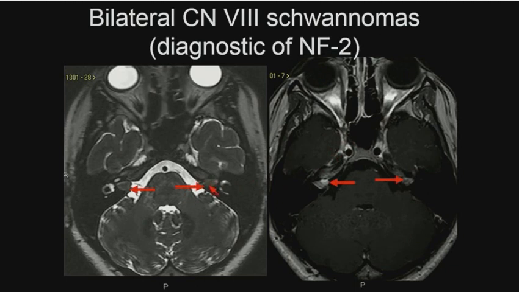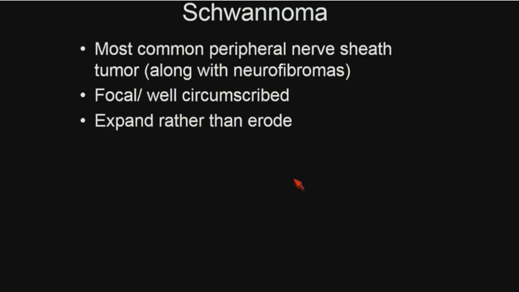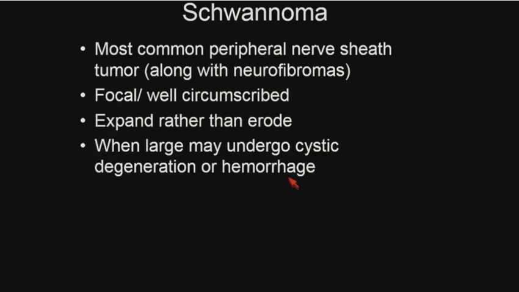within the fluid of the internal auditory canal, enhancing after contrast. And these are, of course, bilateral schwannomas in the setting of neurofibromatosis type 2. Schwannomas are the most common peripheral nerve sheath tumor, followed by neurofibromas. These are focal and well-circumscribed lesions. They tend to expand rather than erode and push different structures aside. When they're very large, they can undergo cystic degeneration. They don't calcify very frequently.